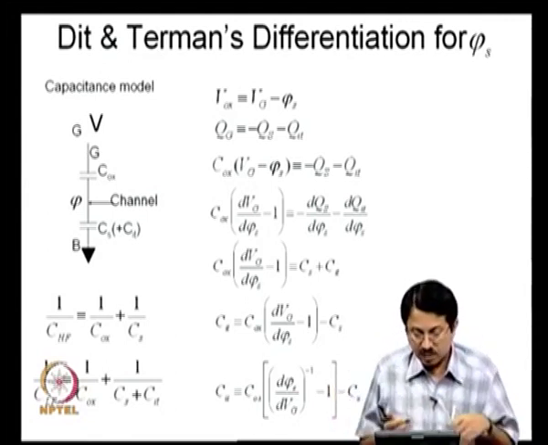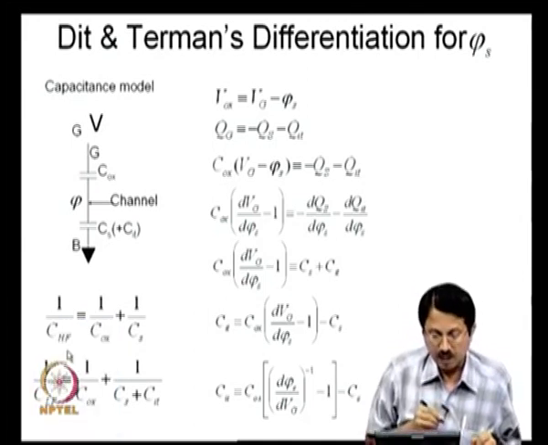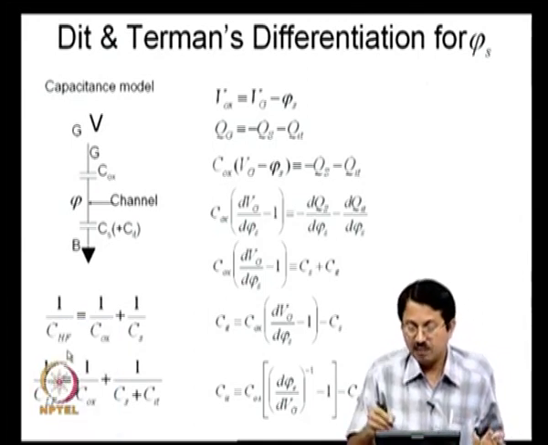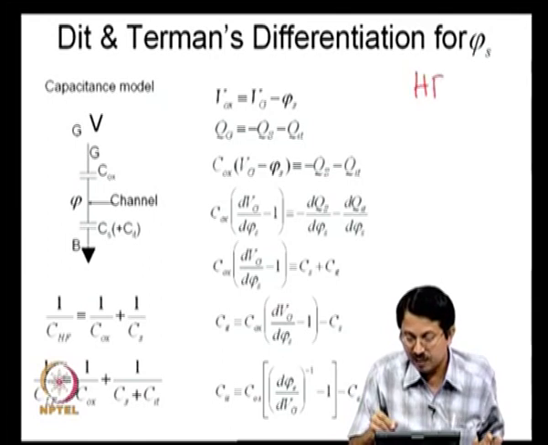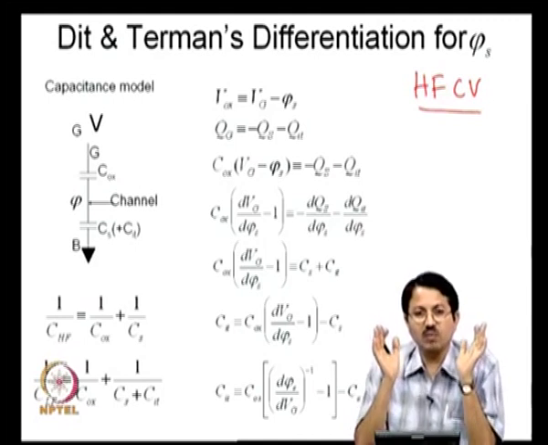The first thing that you can do is that you can look at only high frequency CV. From high frequency CV you can get DIT, you do not need to do low frequency CV.